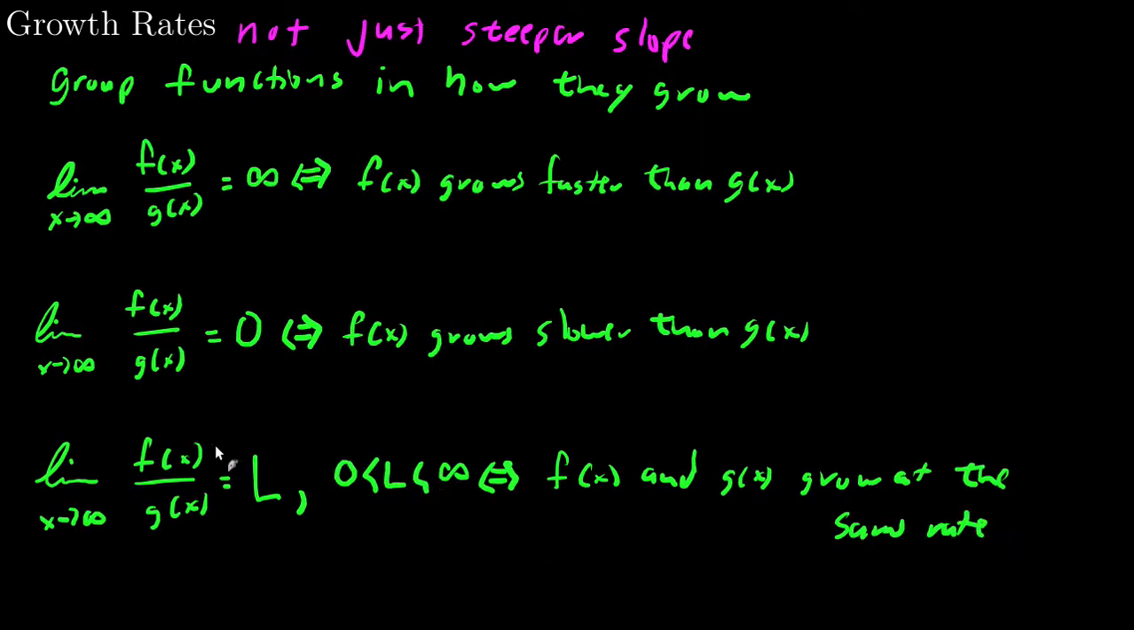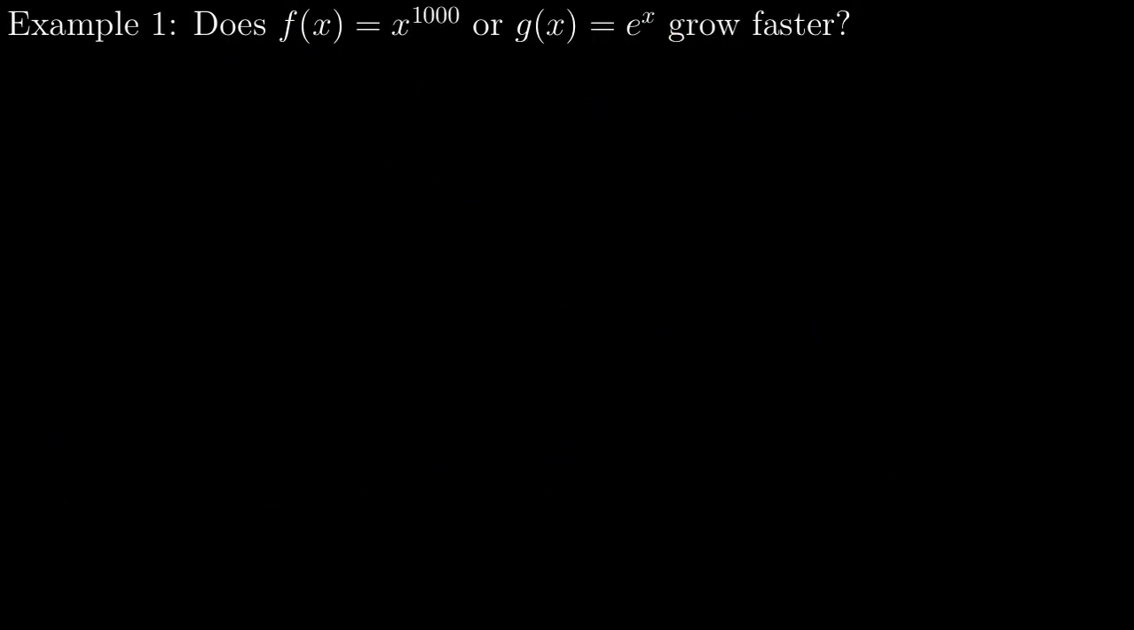Now, I gave the example earlier of 2x and x. 2x divided by x is 2. So in some concept you might think, okay, 2x is twice as steep as x, but their growth rates, we're going to say, are the same because they're both lines. Let's see some examples. First example.